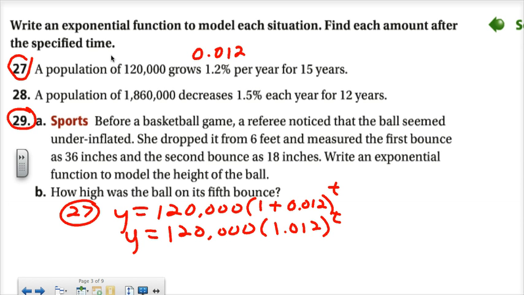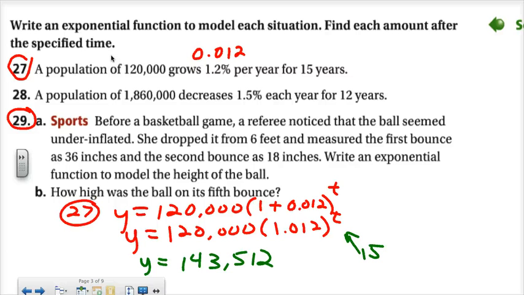So when we simplify this, this will be 120,000, 1.012 to the t. And now if we want to know about 15 years, all we have to do is put a 15 in for t. And then we either follow the order of operations and punch in 1.012 to the 15th power times 120,000, or just go ahead and punch it into the calculator as is. It's 143,512, and I was going to give it a label, but it's just population. So a population of 120,000, we don't know a population of what. We can't give it a label. We have to stop right there.